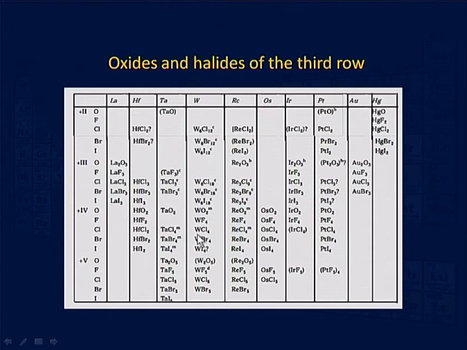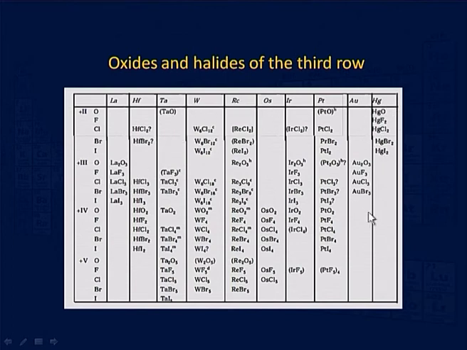Worth mentioning here are the different oxides and halides of tungsten. Tungsten can have tungsten tetrachloride, that is WCl4, as well as tungsten pentachloride WCl5, and you can have WCl6, tungsten hexachloride. Similarly, platinum also can have different oxides and halides having different oxidation states.